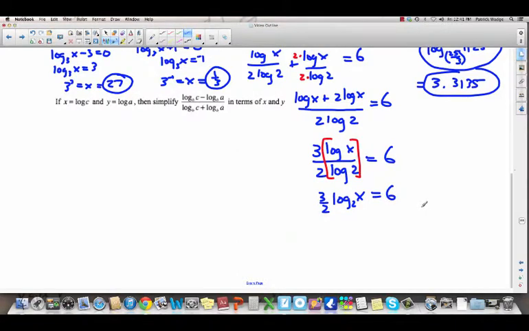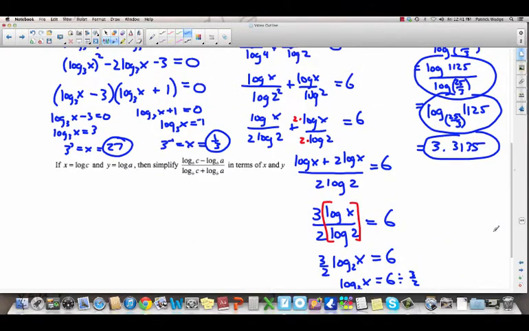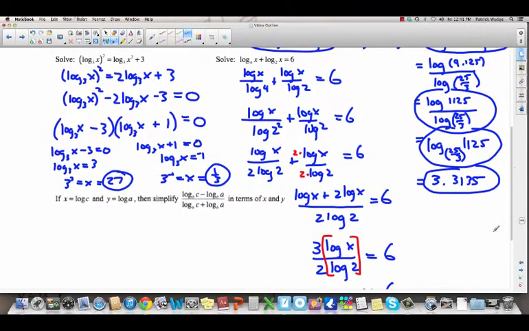We're getting very close now. Why don't we divide by 3 halves to get the 3 halves over here? So we have log base 2 of x equals 6 divided by 3 halves. You flip and multiply, you'll get 12 over 3, which is the same as 4. And finally, you can change it to exponential form. 2 to the 4th power equals x, and so it equals 16, your final answer. My gosh, is that ever a lot of work? That's very tough. That's going to be about as tough as you'll do this year.